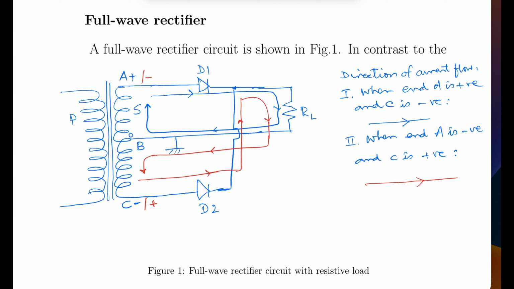So alternately, the ends of the transformer become positive and negative. The upper end we have termed A, the middle one is B, and the lower one is termed C. So see how the connection is made. From A, we have a diode D1 connected here. This is the positive end of the diode, and this is the negative end. Similarly, in diode D2, this is the positive end and this is the negative end.